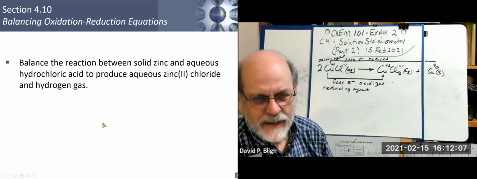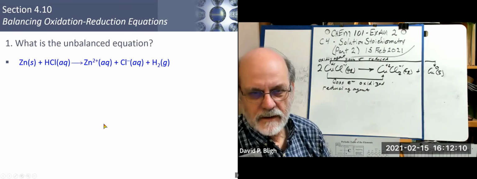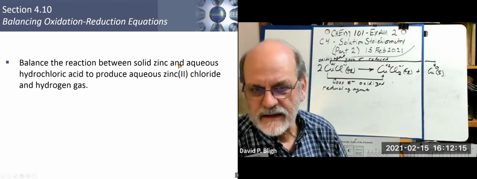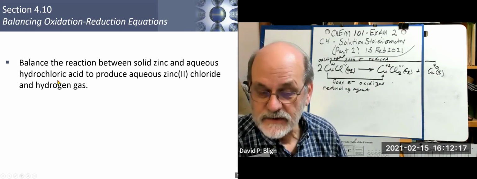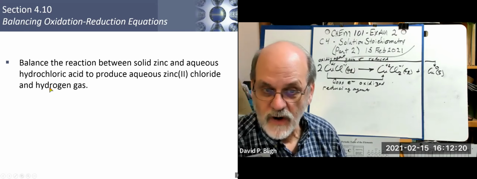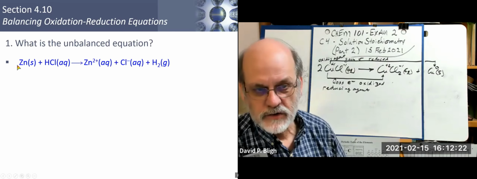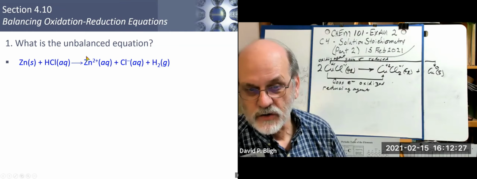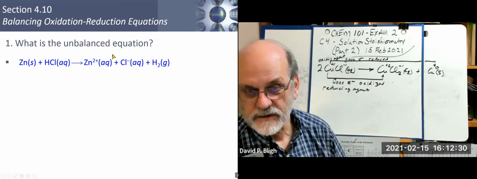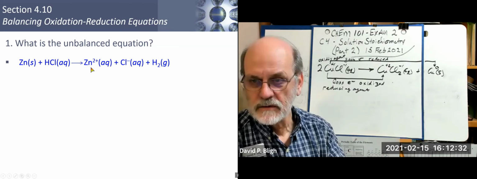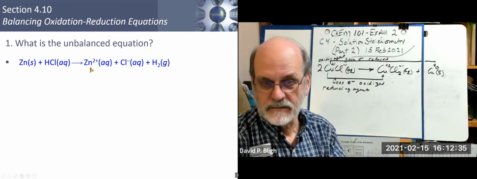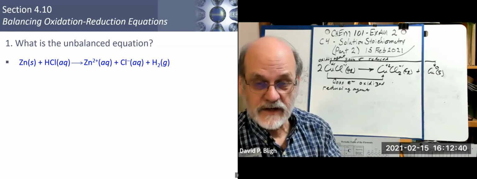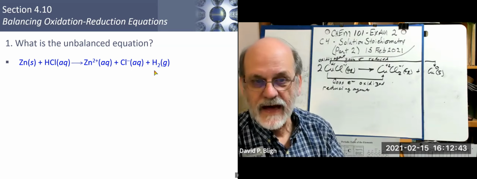So let's see, we got an example here. Looks like we do. There's the unbalanced equation. Let's see, what did it say? Solid zinc, aqueous hydrochloric acid, produces zinc 2 chloride and hydrogen gas. Okay, so there's your zinc, there's your hydrochloric acid, produces your zinc chloride, aqueous, and we've split it into separate ions just so that we can keep track of the oxidation states easier that way. And then the hydrogen gas.